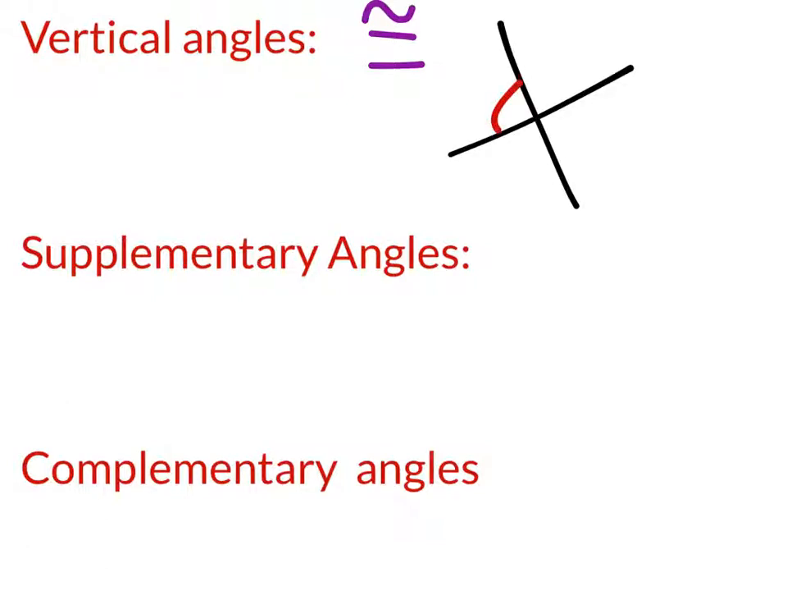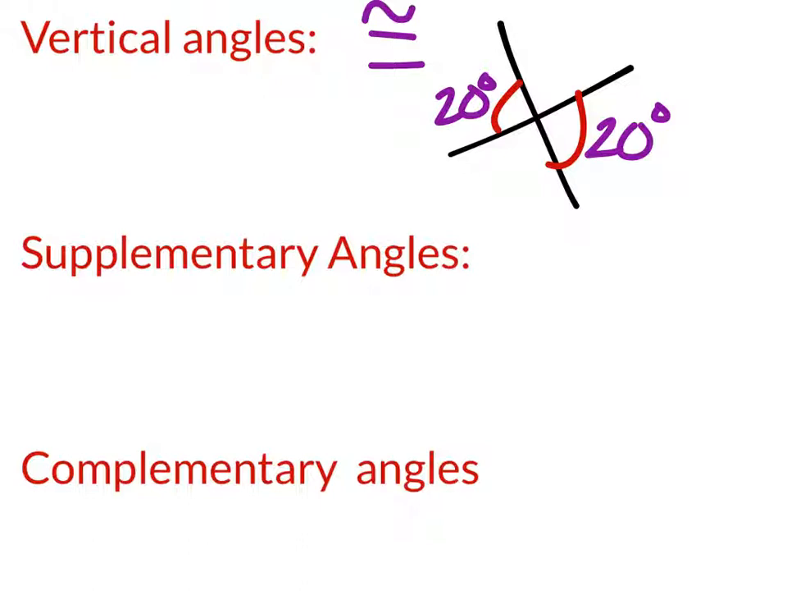This angle here is vertical with this angle, and we give it the same mark with the same color in this case to show that they would have the same measure. So if this one were 20 degrees, not that it is, then this one would also be 20 degrees. Okay.